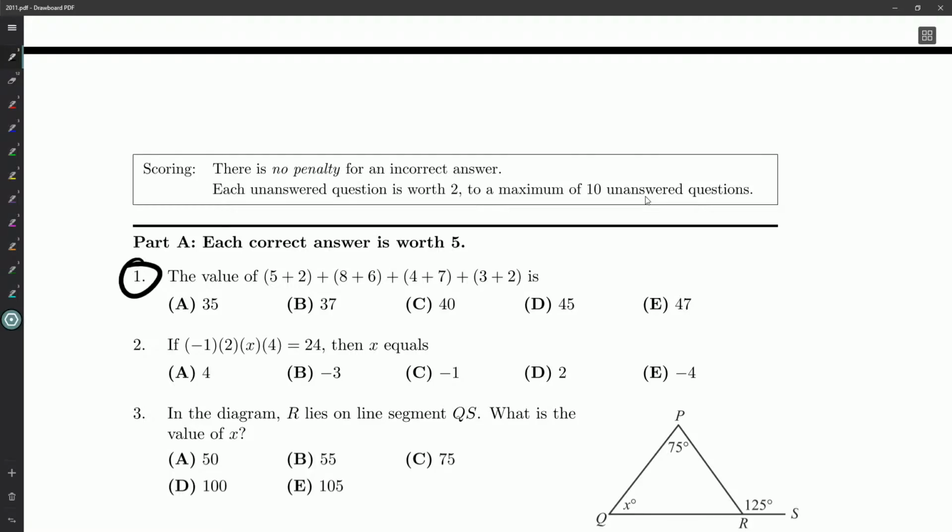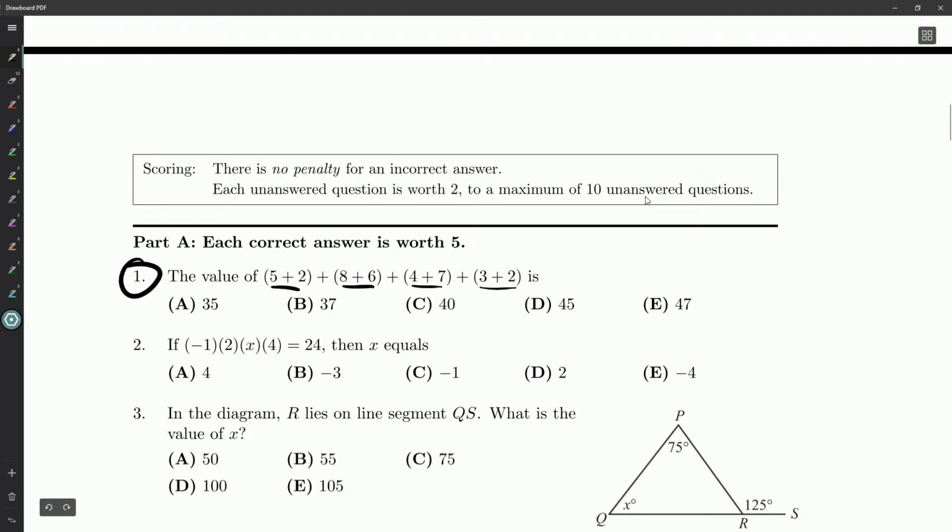Okay. But as I say, we're going to start with question number 1. That's what we're going to deal with in this video. So the value of 5 plus 2 plus 8 plus 6 plus 4 plus 7 plus 3 plus 2 is what? Okay. So they usually start out with a very basic arithmetic question.